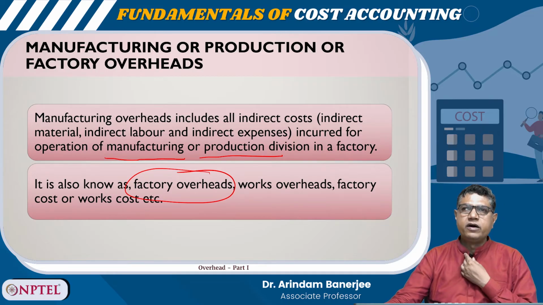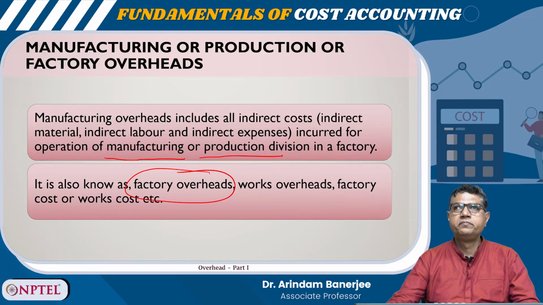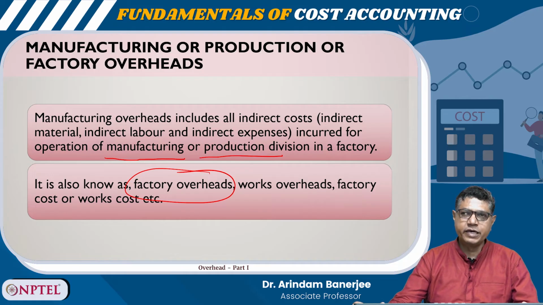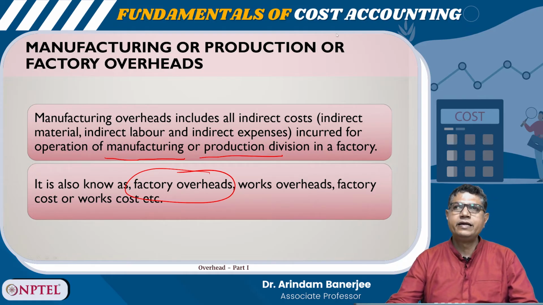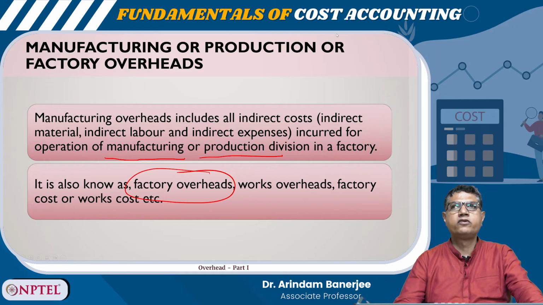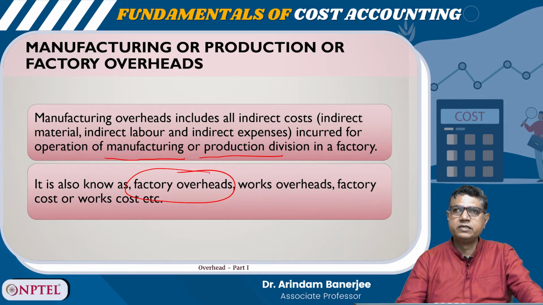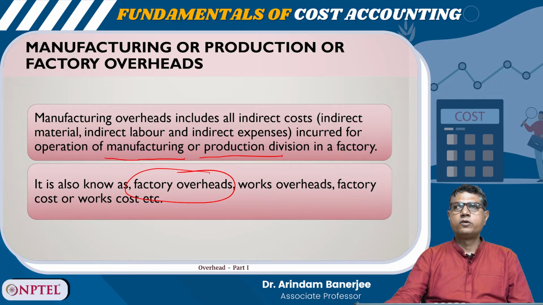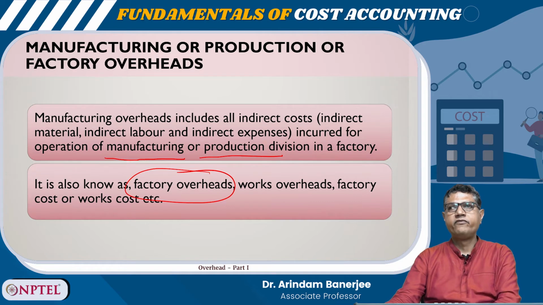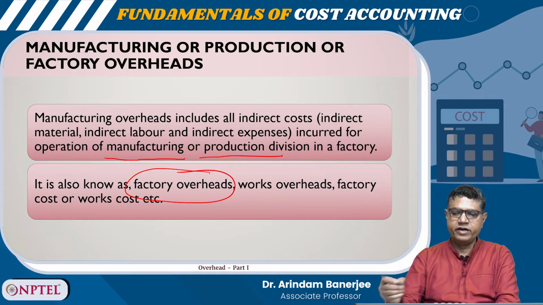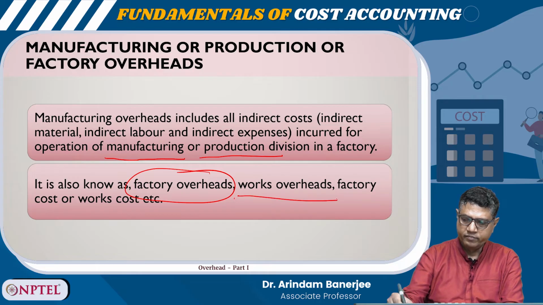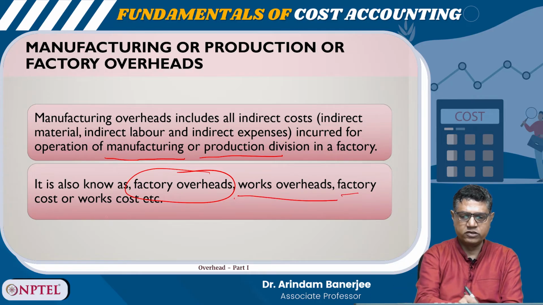So, on the basis of function, we can first categorize the overhead as manufacturing or production or factory overhead. This includes all indirect costs like indirect material, indirect labor and indirect expenses, which are incurred for operation of the manufacturing or production division. There is another name for it. It is called factory overhead or works overhead or factory cost or works cost, etc.